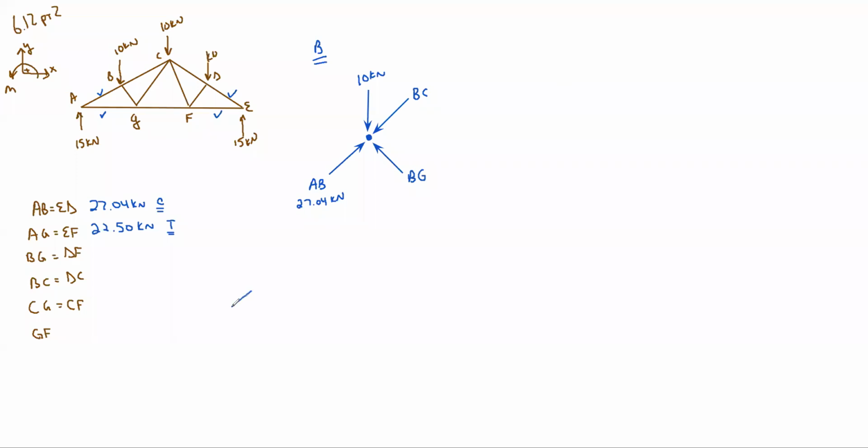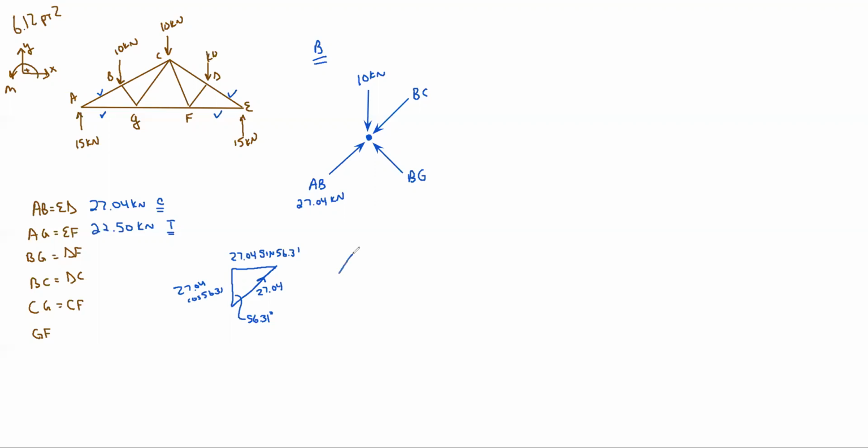Here's AB, 27.04. This angle is 56.31, from a previous calculation. That makes this component 27.04 sine 56.31, and this one 27.04 cosine 56.31.